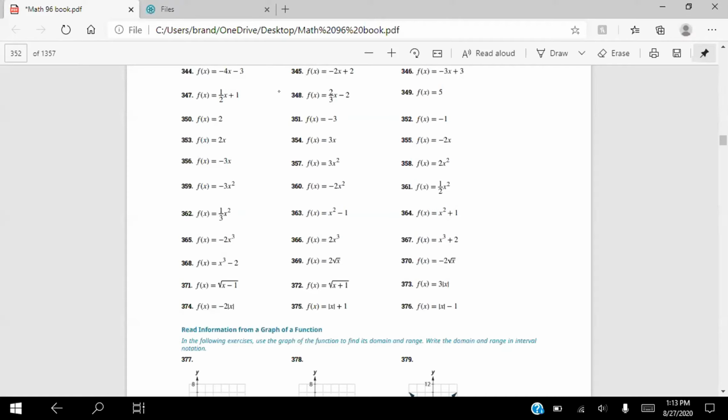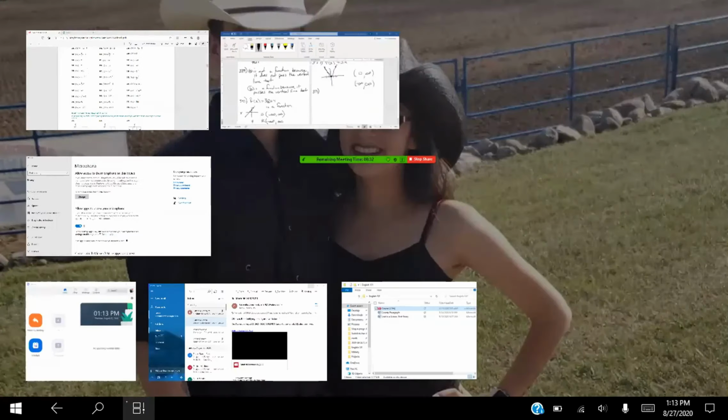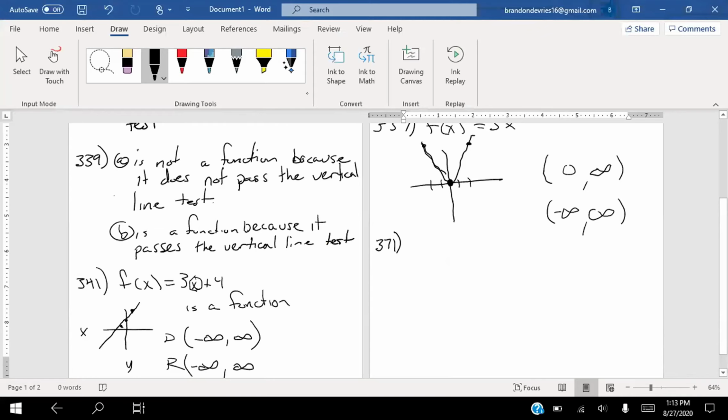All right, so 371 now. f(x) equals the square root of x minus 1. Okay. So let's plug in 0. 0 minus 1 is negative 1. Square root of negative 1. What's the square root of negative 1? Isn't that an imaginary number? Yeah, I'm pretty sure it is. So we can't use 0.